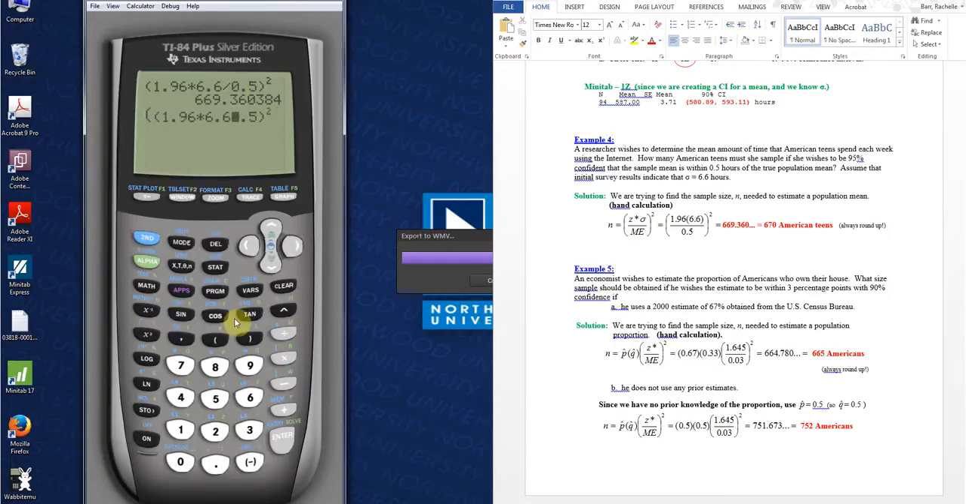Now, if you have multiple things in the denominator, you definitely would need parentheses on the denominator only. All right, so suppose you put in that. So here I've got parentheses around my numerator, divided by the 0.5, then squared. It is the same!